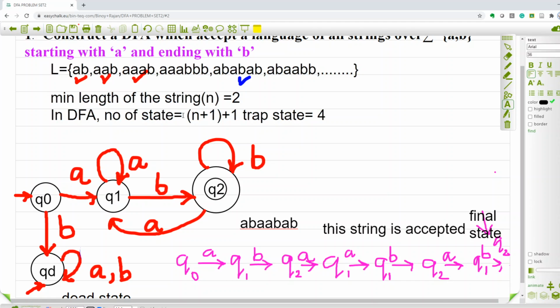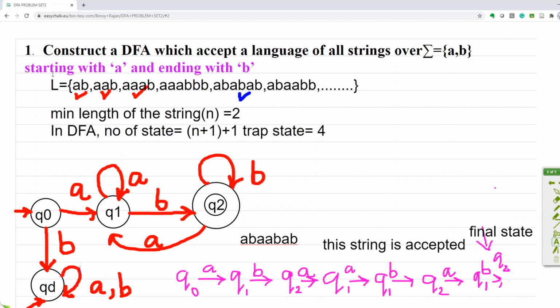So initially what you have to do is start with A and end with B. Find the minimum length of string, then construct the language set and find the number of states required for this construction. So minimum length of string n is equal to 2 here. So in DFA the number of states is n plus 1 trap state. So it is 4. So we got 4 states.